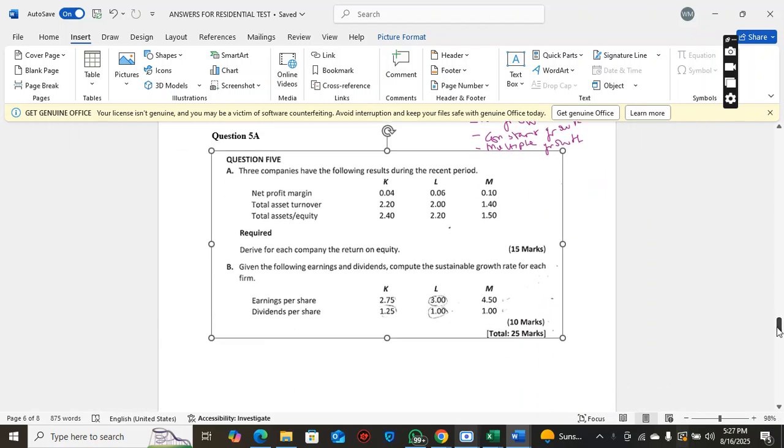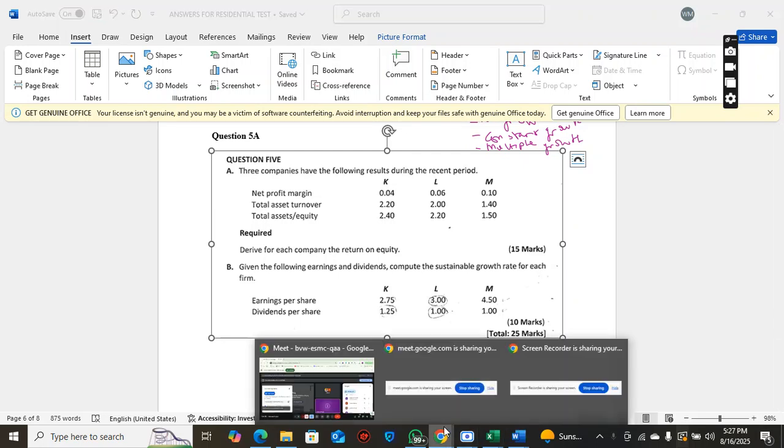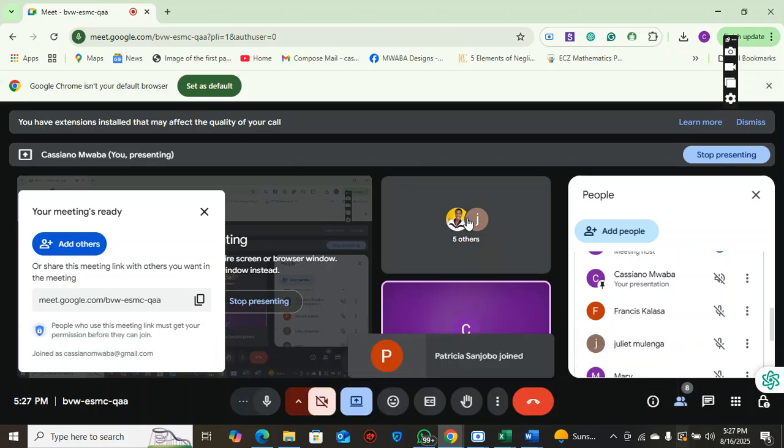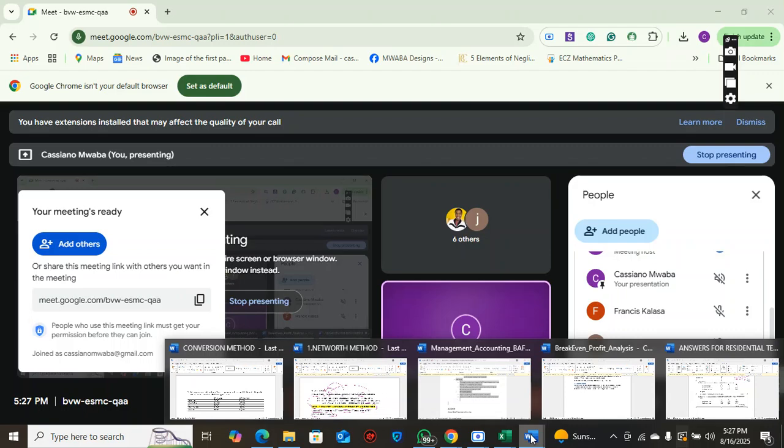Okay, we can start with net profit margin. Those who are there in the class for financial ratios, what is the net profit margin?